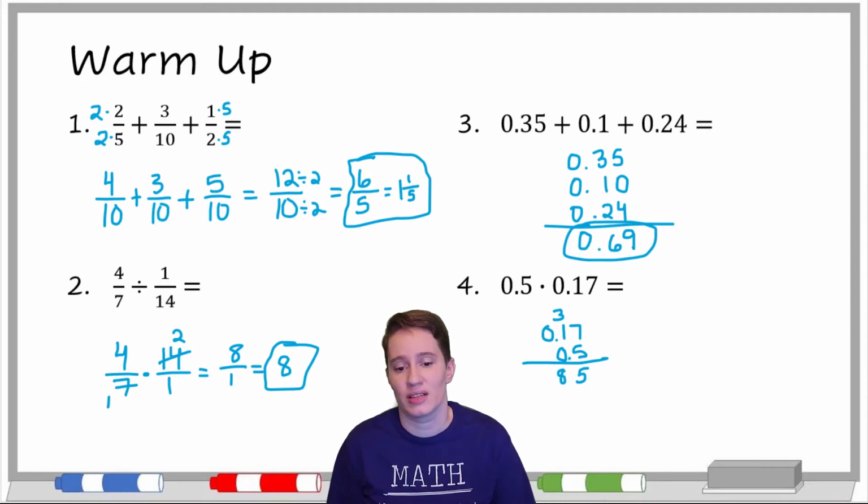Then we look at how many decimal places there were, because that's how many our answer needs. We add up the decimal places. So there's 2 decimal places here, and there's 1 here. So our answer needs 3. So we have to add a 0 so that we have 1, 2, 3 places. So our answer is 0.085.